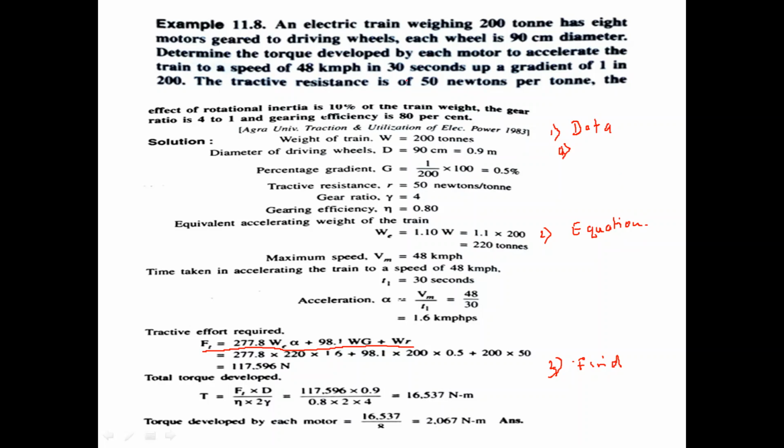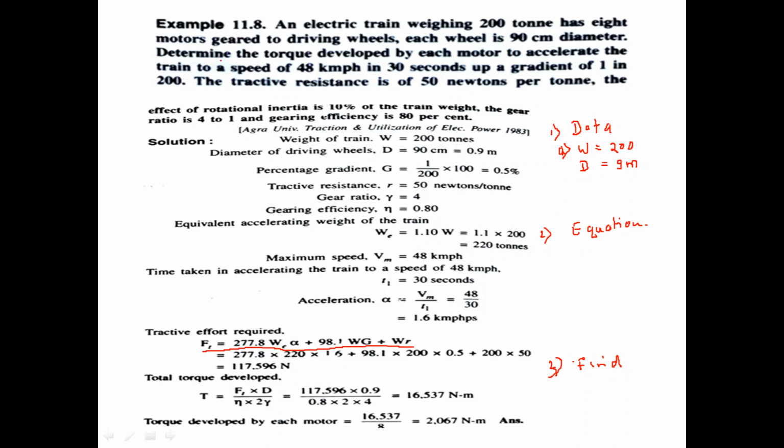You can see here, the electrical train weighing 200 tons. So W is given as 200 tons. It has 8 motors geared to the driving vehicle. Each wheel is 90 centimeter in diameter. So D, the diameter, is 90 centimeter. We have to write it as 0.9 meter because all units should be in SI, MKS units.